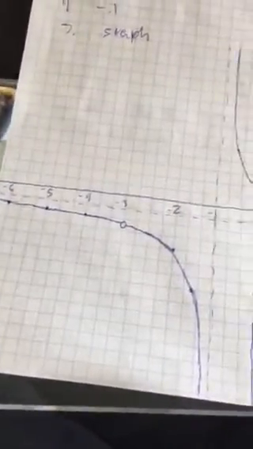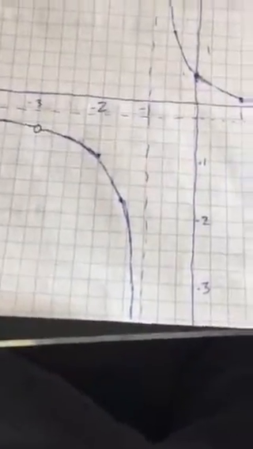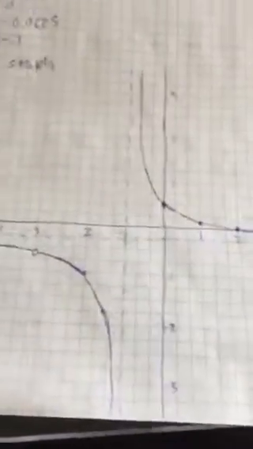Then we just plug in everything else, and just make sure that you are not crossing these lines, because those cannot be crossed ever.